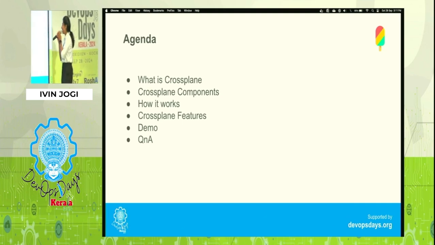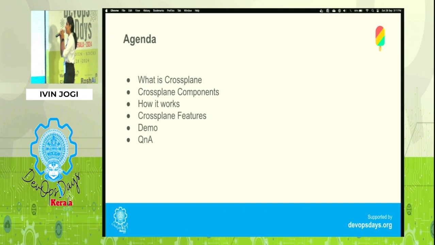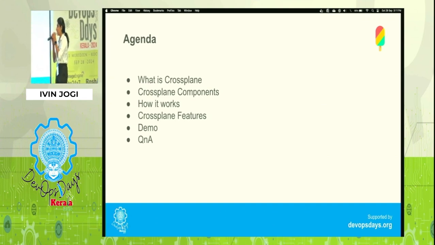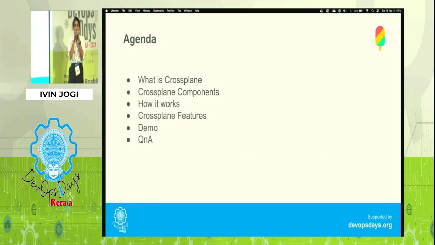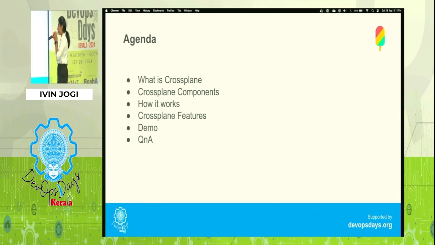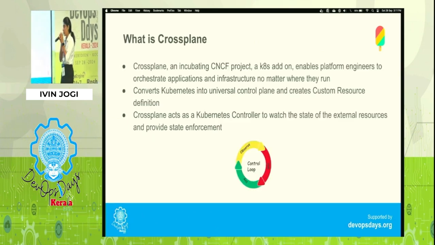So, in this session, we will give you a short introduction on what is Crossplane, and then we will see what are the different Crossplane components, and we'll try to understand how it actually works. And then we will highlight some of the standout features of Crossplane. And finally, we will wrap our session with a short demo to showcase how Crossplane comes into action in the real world. Then we will be happy to take your questions as well.